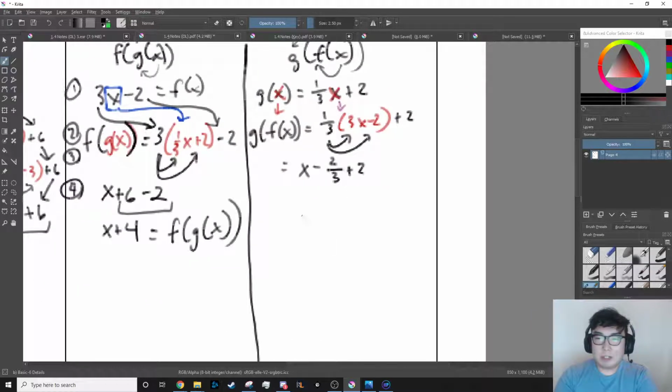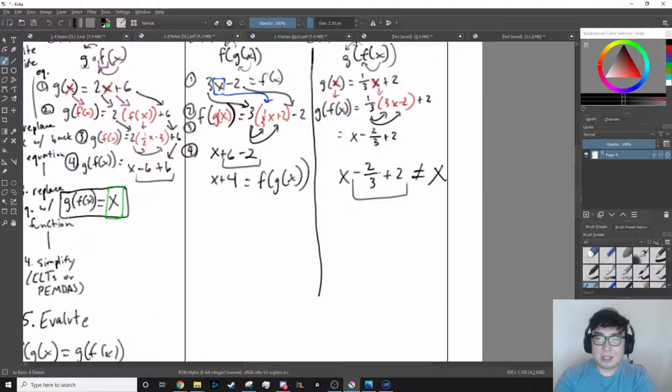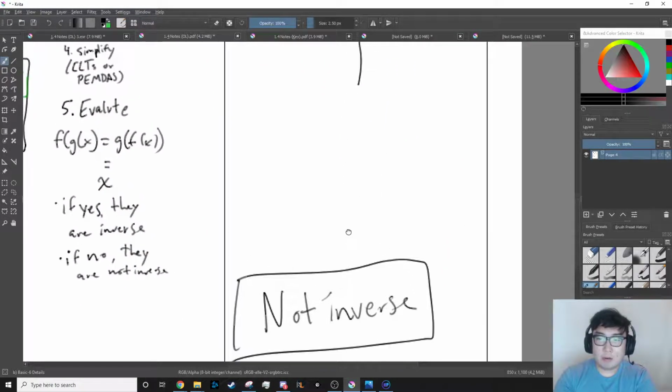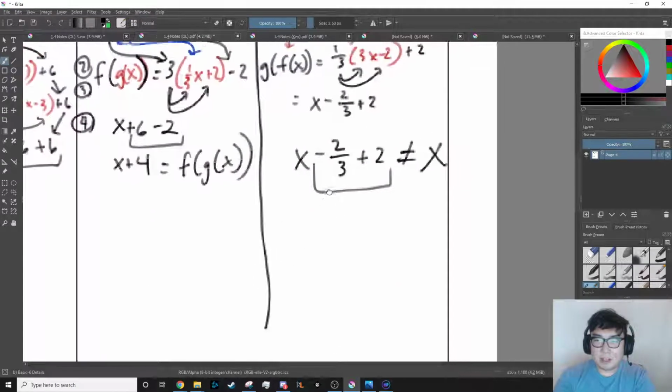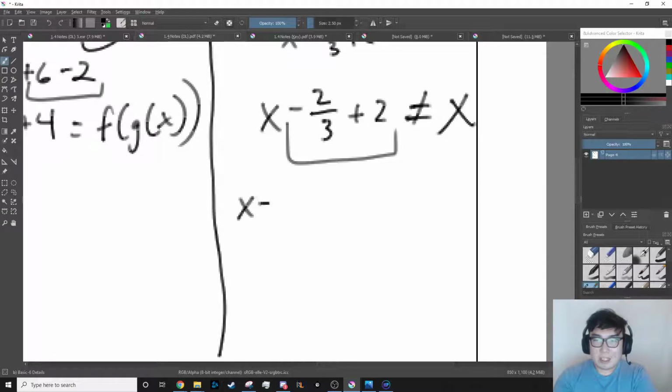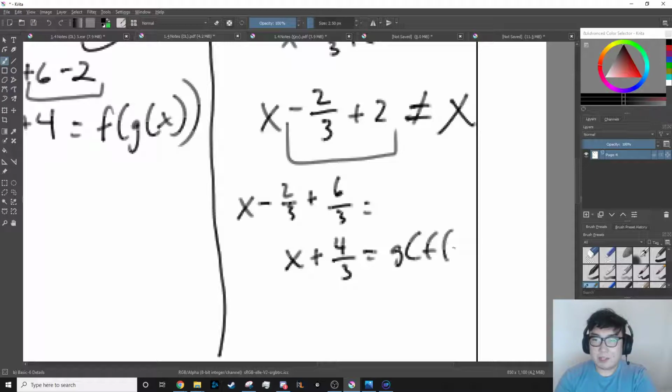See, like this problem right here, x minus 2 over 3 plus 2, I know for sure this is not equal to x by itself, right? So I'm gonna stop here because I know already that this is not an inverse. But if I simplify this, this will be x minus 2 over 3 plus 6 over 3. So this becomes x plus 4 over 3, which is equal to g of f of x.